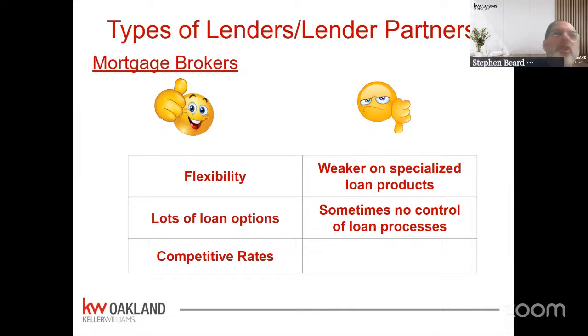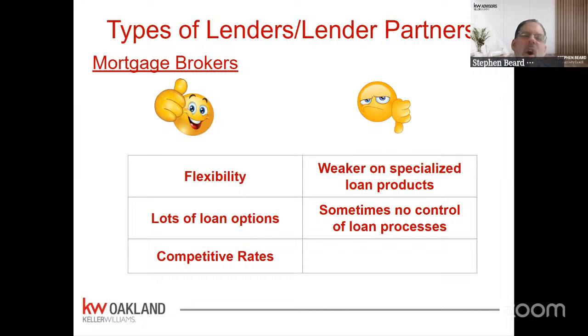The mortgage brokers, the good ones out there, are going to have all these agents, all these institutional investors that they can sell the loan to, right, and work with, connect the borrower with. They can be really flexible. And that means lots of loan options too. And it also means competitive rates. It's sort of something we might call the wholesale channel, right? Because they're acting as a broker, they are able to offer your client really competitive rates.